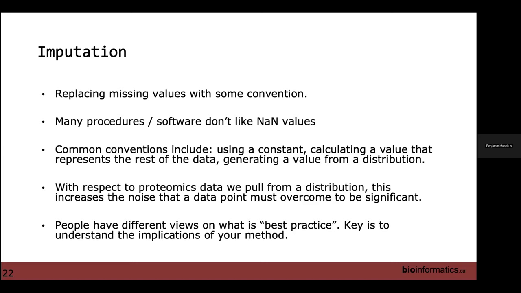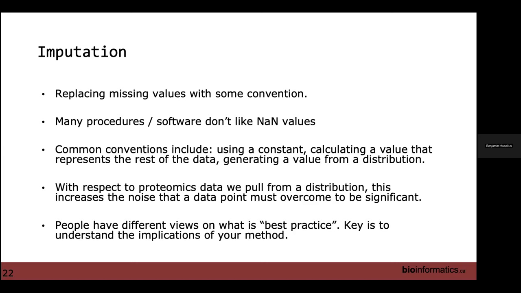So we have a couple of ways to deal with this. Common conventions include imputing a constant, so you can just bring in a zero, that definitely works, or a different value if something's significant for your experiment. Or calculate a value that represents the rest of the data. This can be common in other types of sampling. You might calculate a value that doesn't influence your variance or your mean, but it's just a placeholder value. That's certainly a valid way of doing it.